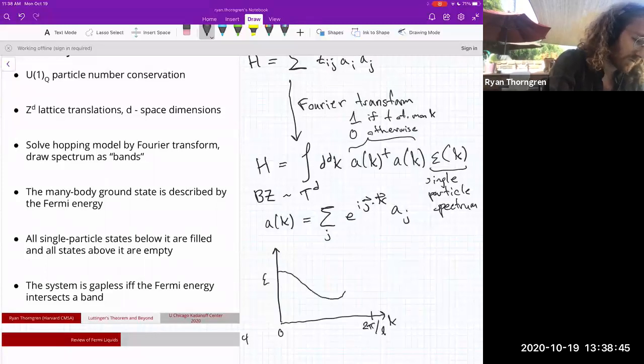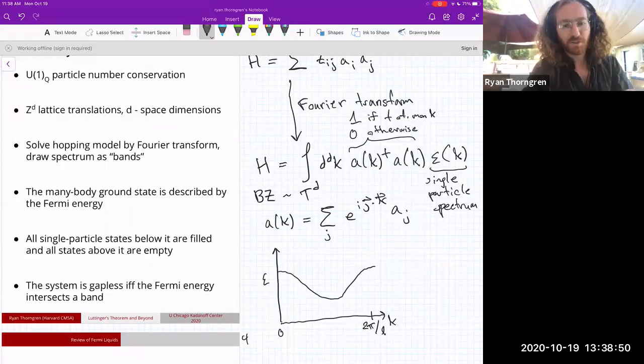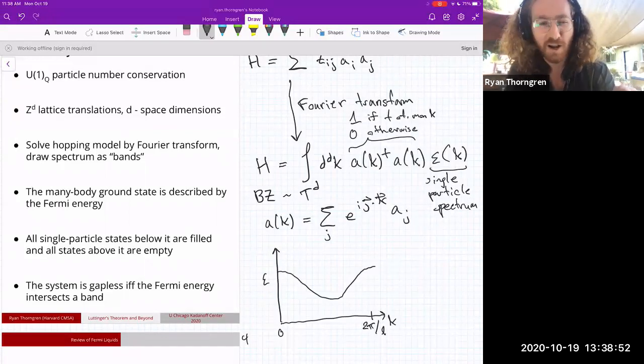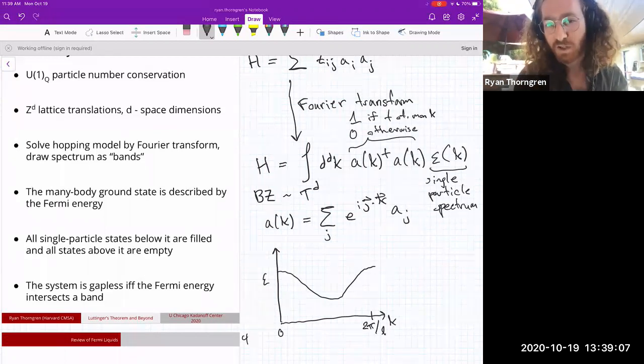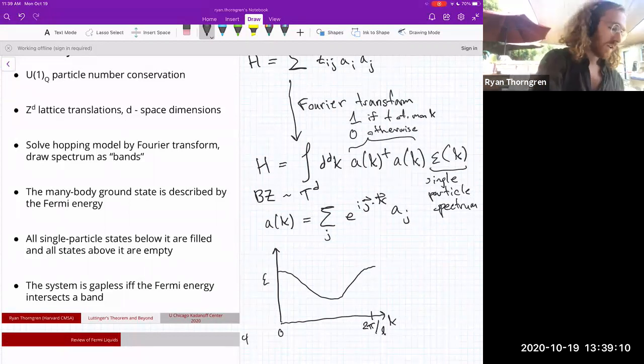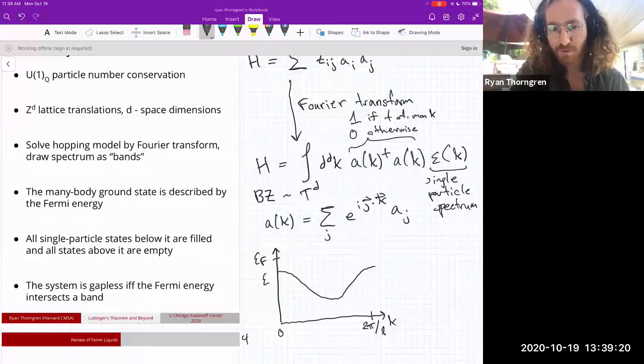And epsilon forms some typical periodic function here. If we want to describe the many-body ground state of this system, all we have to do is specify how many electrons there are. Because we start with an empty system, and then we add electrons one by one, they'll find the lowest unoccupied state and fill it. And we'll keep filling up to some Fermi level. And the Fermi level determines whether the ground state is gapped or gapless.